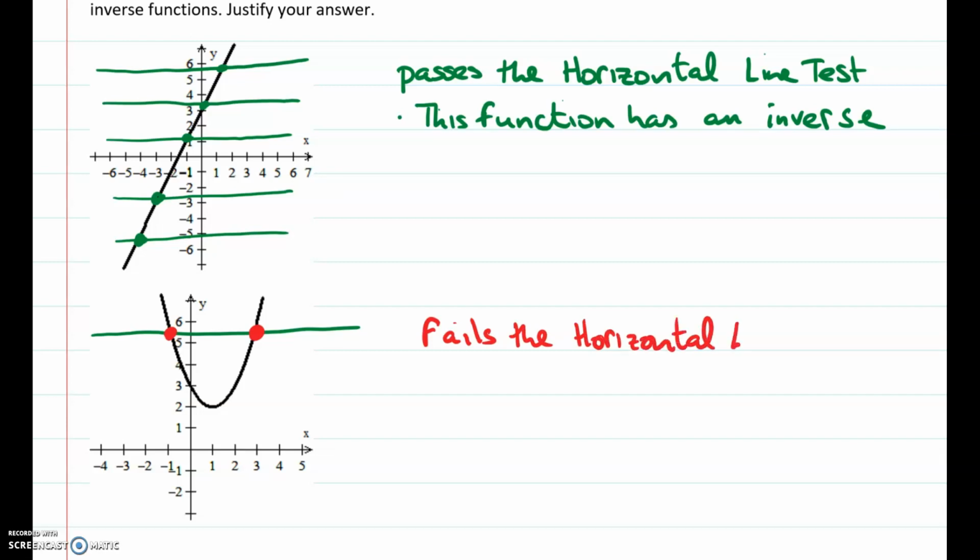When we talk about failing or passing in this context, passing means that each horizontal line only hits the graph once. Failing means that a horizontal line, and you only have to find one horizontal line, hits the graph twice. So the function whose graph is that parabola does not have an inverse.